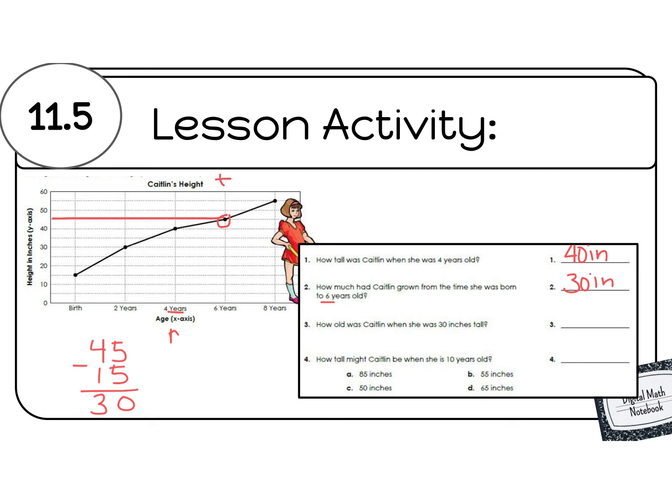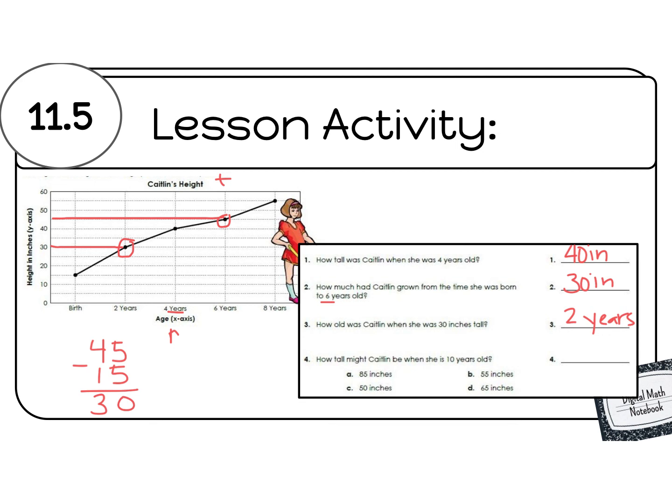How old was Caitlin when she was 30 inches tall? Well, we actually just found 30 inches. Over here we found 45, so 30 would be right here. So if we follow 30 over to our line, she was 2 years old when she was 30 inches tall.